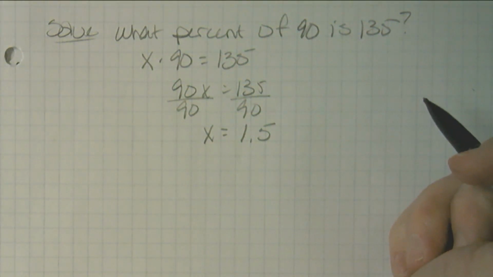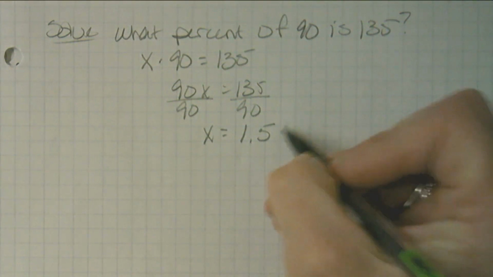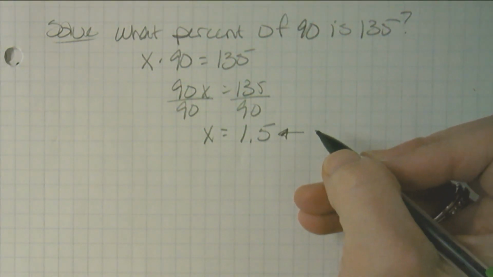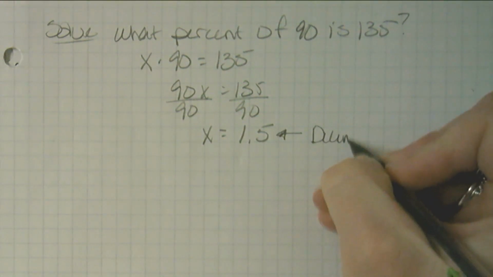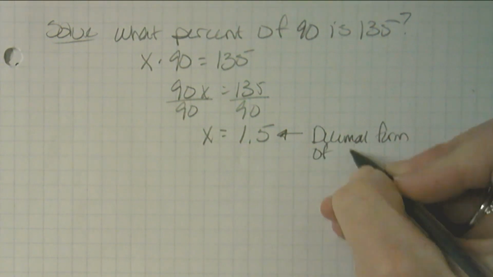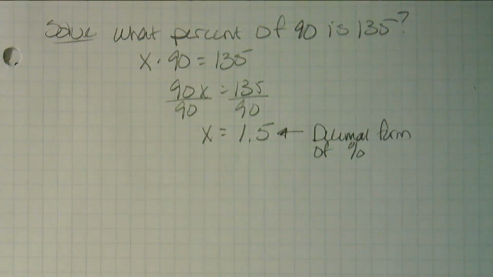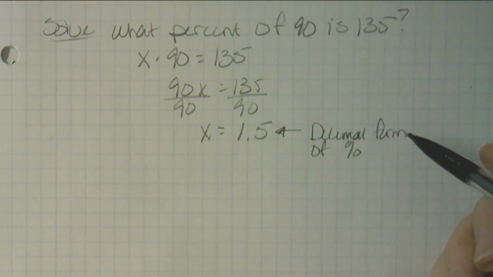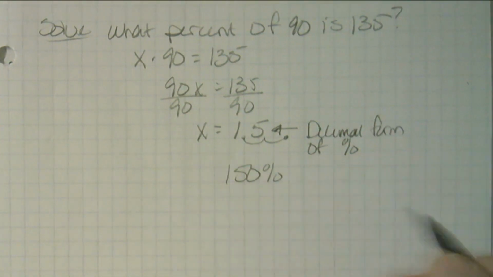Is 135 divided by 90, is that 1.5 actually? What? It is. But remember, what's missing? Is a percent missing or just a random number missing? So this is the decimal form of the percent, because we just represented our percent with an x, right? So if that's the decimal form of the percent, how do I turn that into a percent? Yeah, I multiply by 100 to move the decimal. So our actual percent is 150%.